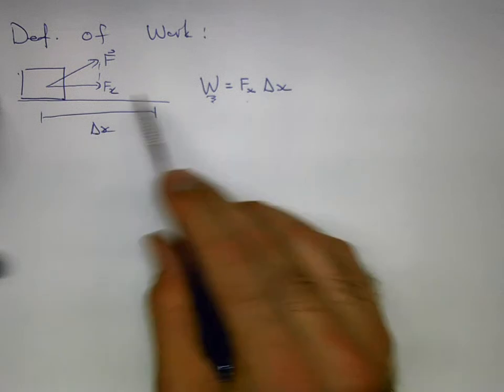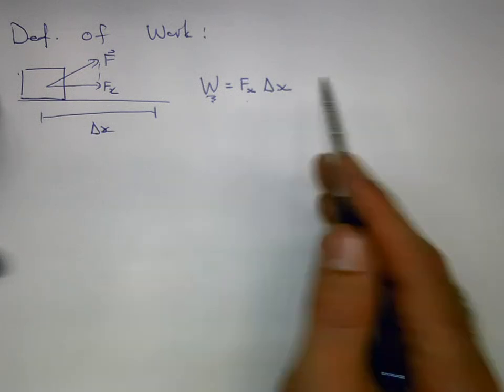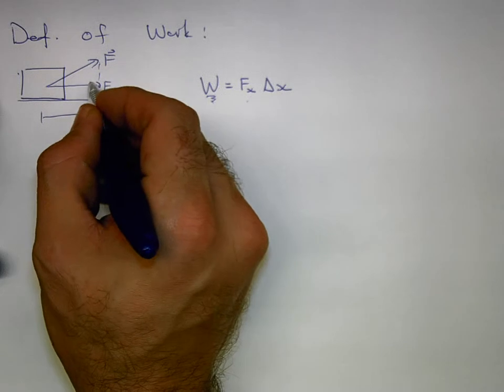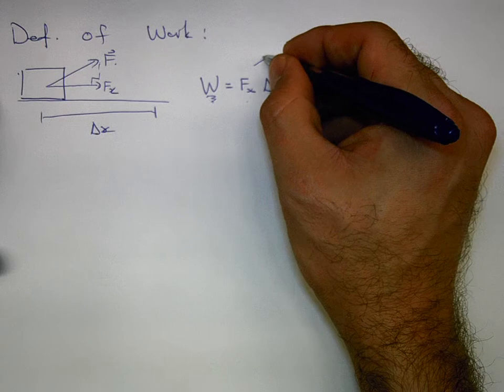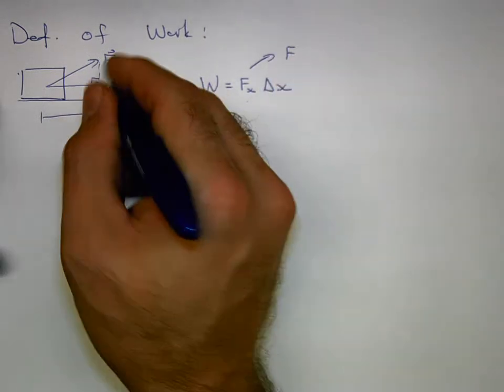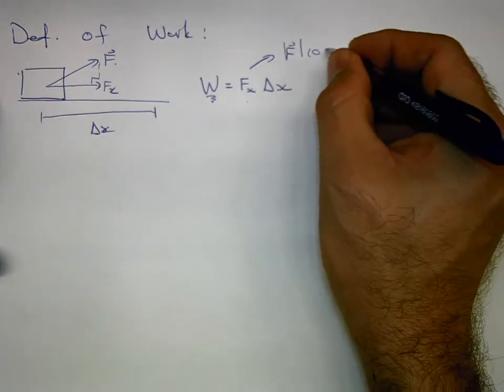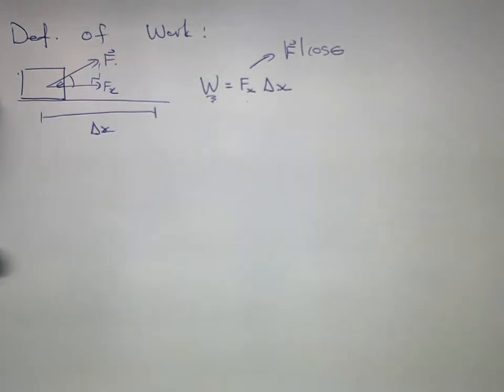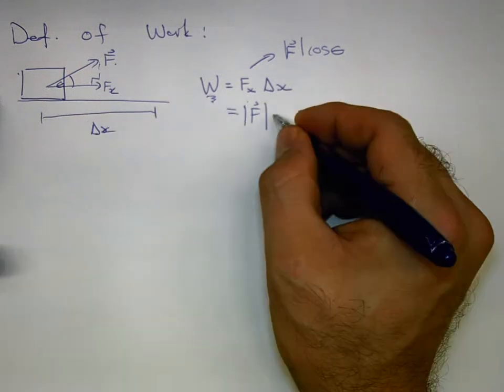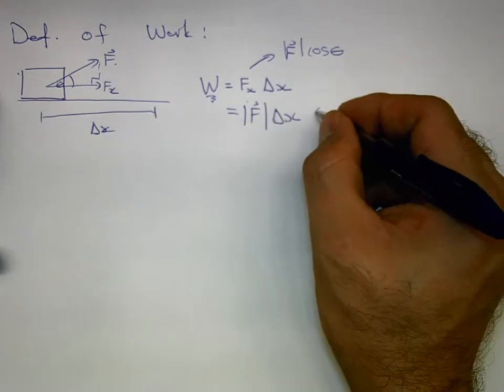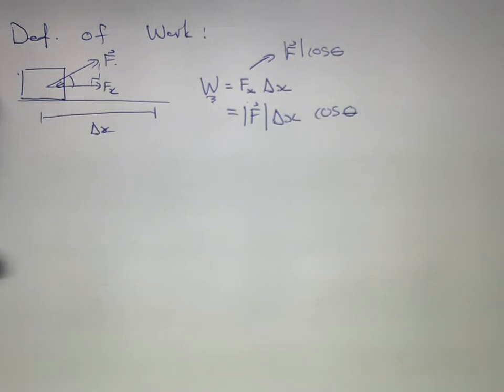So larger force means more work, larger displacement, more work. But we know this is the x component of this force. So we know Fx is just equal to the magnitude of this force times the cosine of theta, where theta will be this angle. So we can also just write this as the magnitude of the applied force, F in this case, times delta x times the cosine of theta. And that's where that expression in the slides comes from. And this tells us exactly what we've been discussing so far.